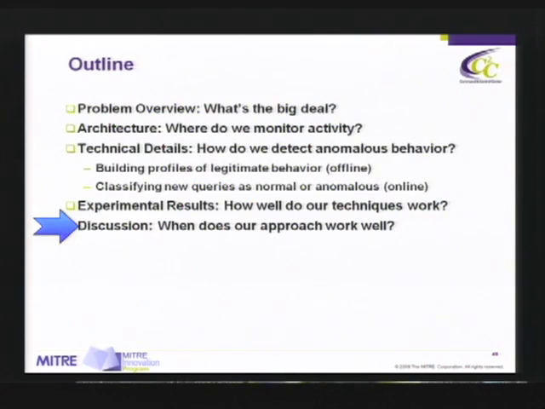So that was a look. Hopefully I've convinced you that at the very least we're on to something interesting in terms of identifying this anomalous activity. So when will this work, and when are you going to run into some trouble?